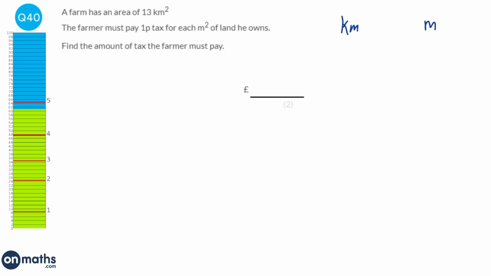So it's really important, first of all, we make clear about how we convert things. So if I've got a unit in kilometers and I want to convert it into meters, then we know we just times it by 1,000. So 2 kilometers is 2,000 meters.